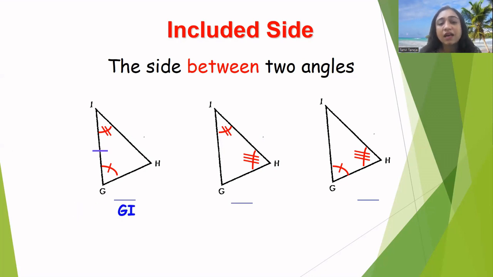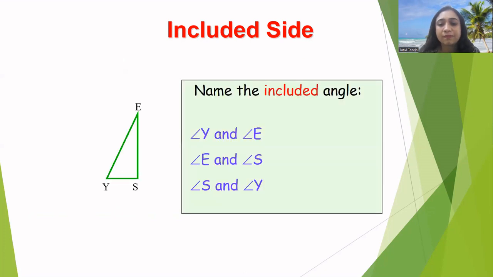First answer is IG. You can pause and then cross-check your answer. Second answer is IH. Third answer is, come on, it's your turn. Yes, you're absolutely right. Angle G and angle H, what is the included side? That is GH. So this, I'm not going to do. You have to pause the video, then attempt and then cross-check your answer.